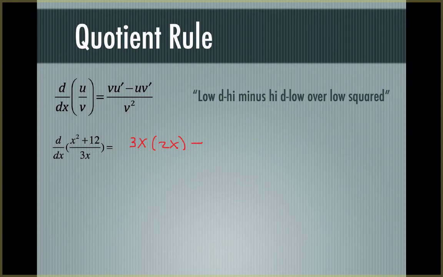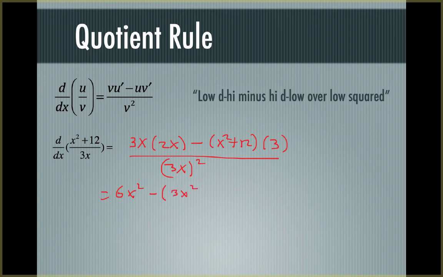Then we minus the high one, which is x squared plus 12, times the derivative of the lower one, 3x. The derivative of 3x is 3, all over the lower function, 3x squared. So when we do this, we get 6x squared. Then we subtract, make sure we keep our signs. 3 times x squared is 3x squared. 3 times 12 is 36.